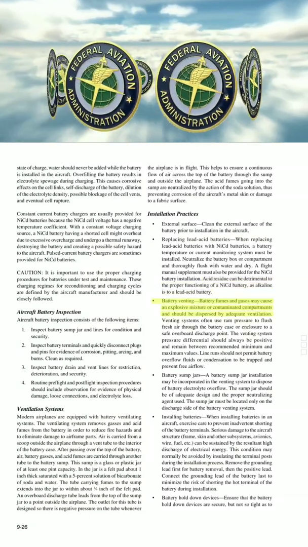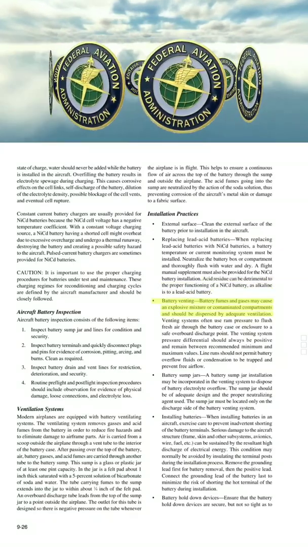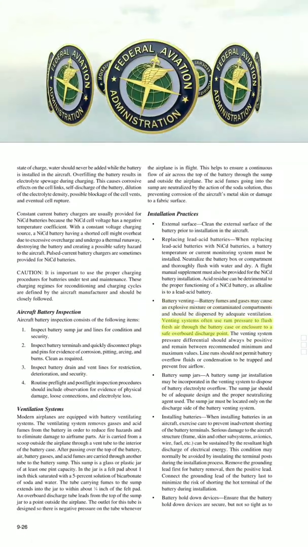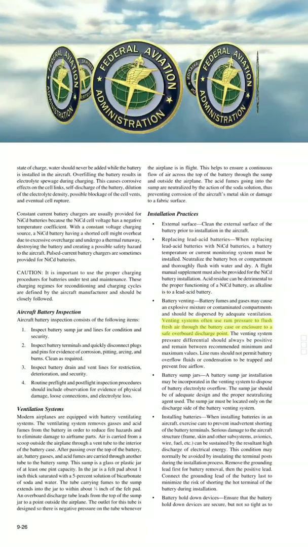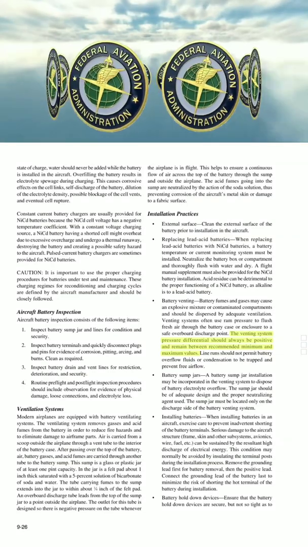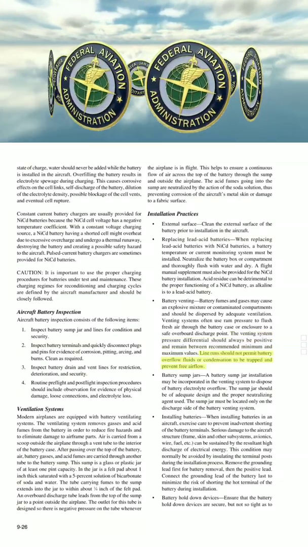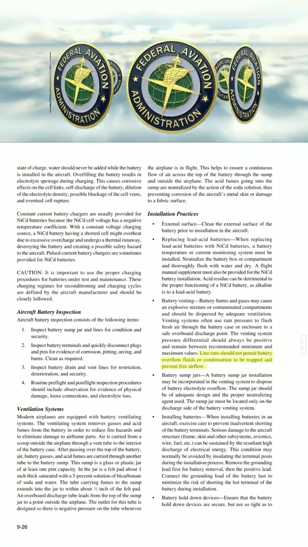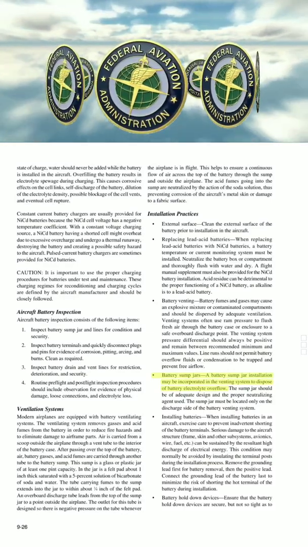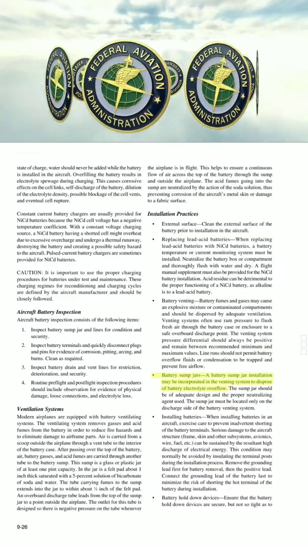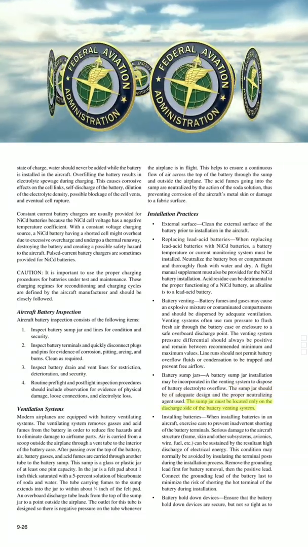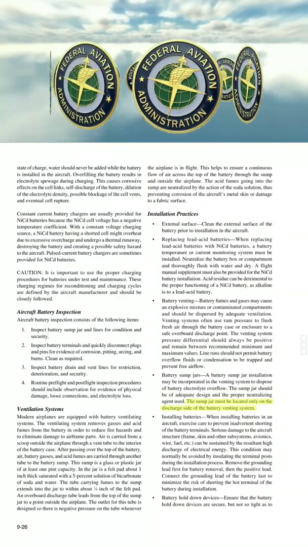Battery venting. Battery fumes and gases may cause an explosive mixture or contaminated compartments, and should be dispersed by adequate ventilation. Venting systems often use ram pressure to flush fresh air through the battery case or enclosure to a safe overboard discharge point. The venting system pressure differential should always be positive, and remain between recommended minimum and maximum values. Line runs should not permit battery overflow fluids or condensation to be trapped, and prevent free airflow. Battery sump jars. A battery sump jar installation may be incorporated in the venting system to dispose of battery electrolyte overflow. The sump jar should be of adequate design, and the proper neutralizing agent used. The sump jar must be located only on the discharge side of the battery venting system.